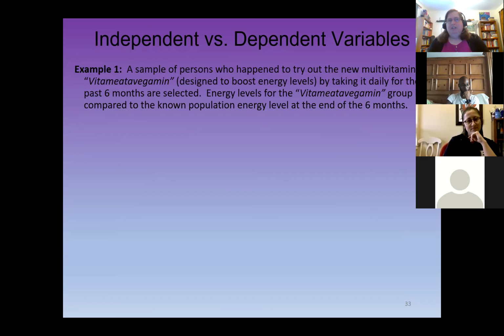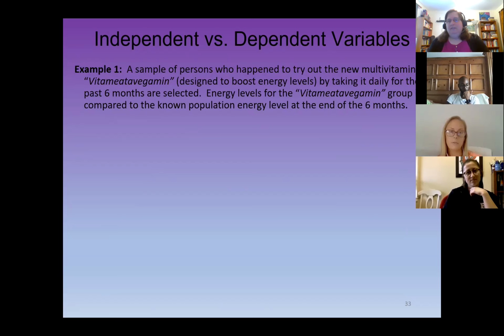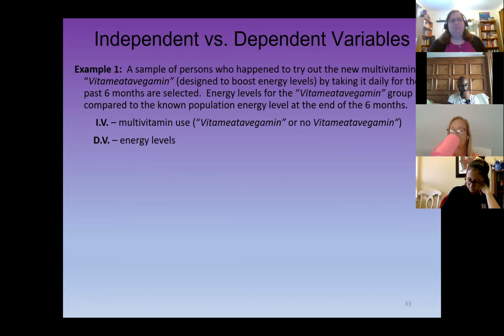What are we measuring? Energy levels. That's absolutely right. Our dependent variable is energy levels here, because that's the outcome. That's what we're looking at in the end. So our independent variable is, what else is in here that's varying? The condition of whether you're taking the vitamin or not. Yeah, whether or not you're taking the vitamin. So absolutely right: multivitamin use and energy levels. Okay, perfect.